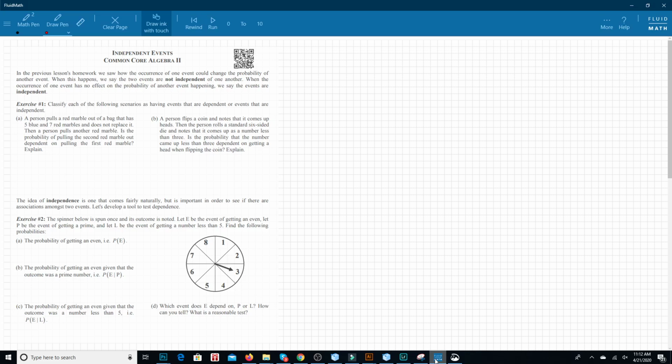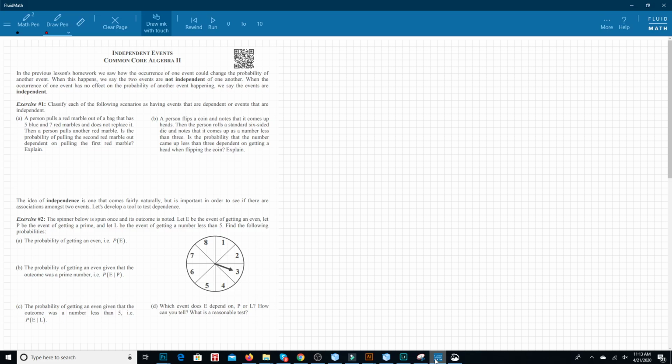So we're looking at example 1. It says a person pulls a red marble out of a bag that has 5 blue and 7 red marbles and does not replace it. Then a person pulls another red marble. Is the probability of pulling the second red marble out dependent on pulling the first red marble out? That's obviously dependent, because it says that he does not replace it. So you reduce the probability of getting another red.